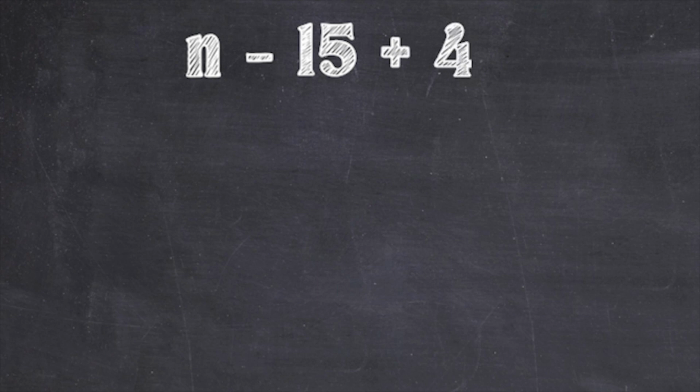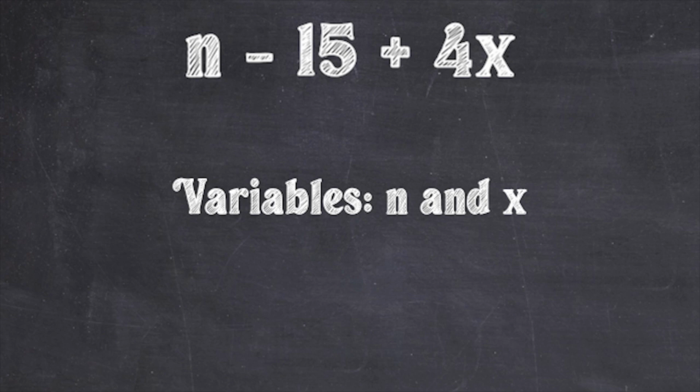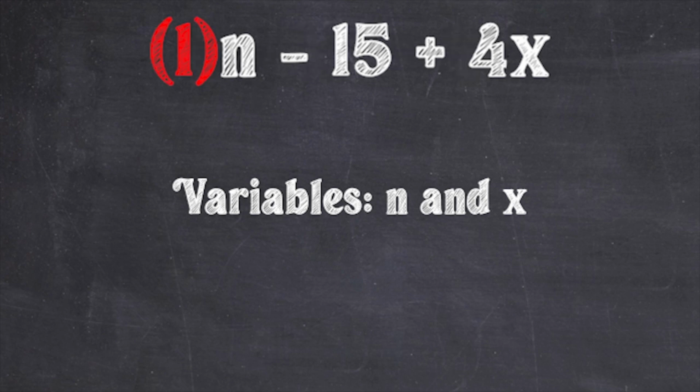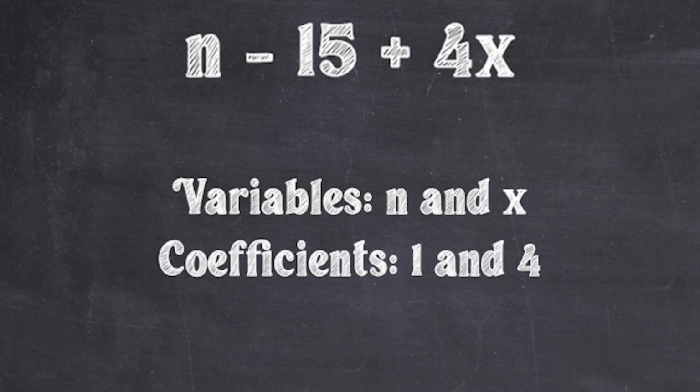There are 3 terms in this algebraic expression, separated by the minus and plus signs. There are 2 letters present, n and x. Hence, these would be the variables. To identify the coefficients of this algebraic expression, take a look at the numbers multiplying the variables. For n, the coefficient is 1, and for 4x, the coefficient is 4. Finally, the only number which appears here on its own is 15.